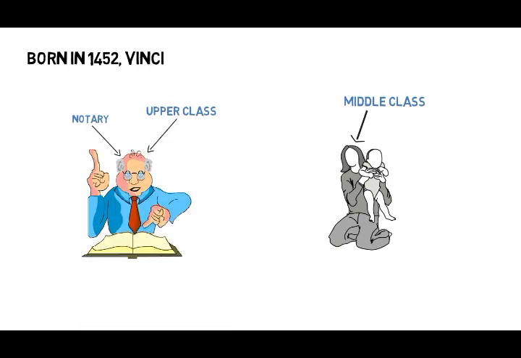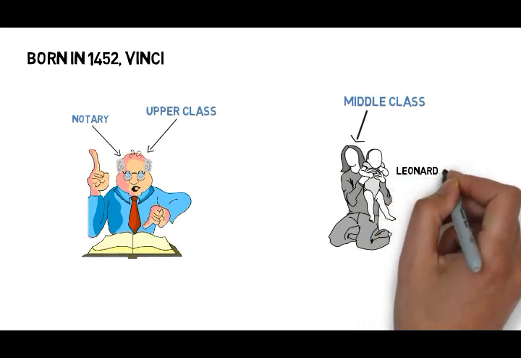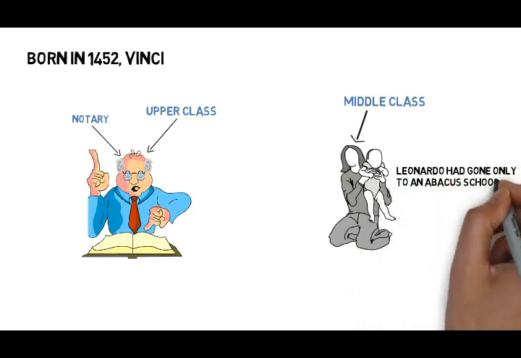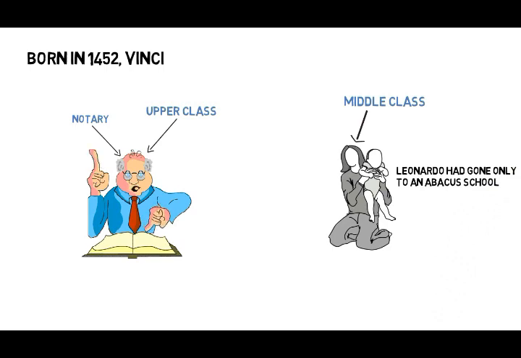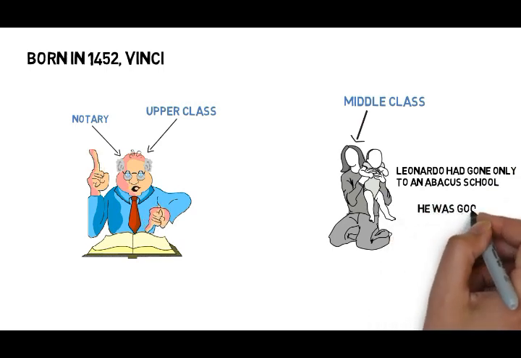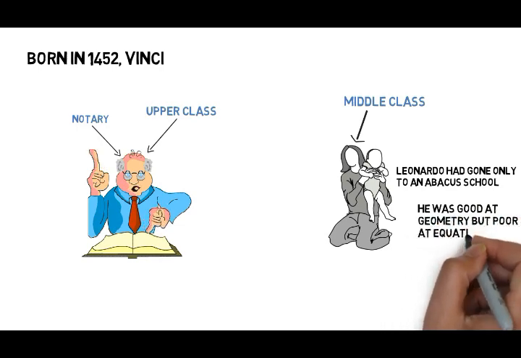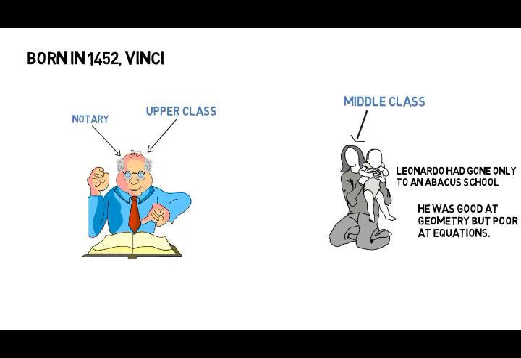Leonardo had very little formal education. He had a little training in commercial math, which was then known as abacus school. He was mainly self-taught. He gathered knowledge by experiences and observations. He was really very good at geometry, which he learned by observing different shapes from nature. But as he had no formal training, he was poor at algebra and equations.